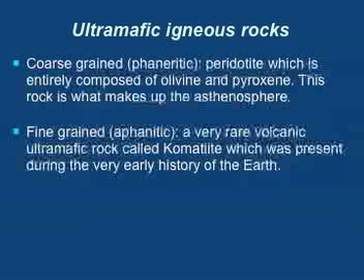The coarse grain version is called peridotite, and I hope I have a picture of it. It's mainly made up of olivine with a little bit of pyroxene. It's what makes up the next layer down of the Earth. We're on the surface layer, and we'll talk a little bit more about these layers of the Earth in the next section.